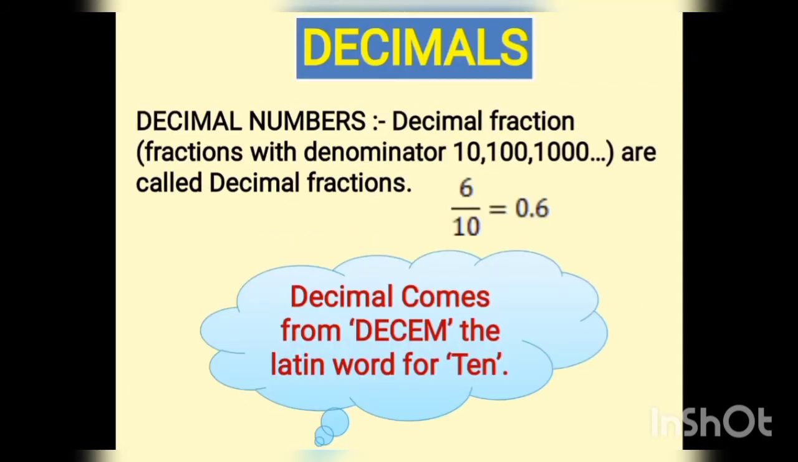Now look at here, decimal numbers. These are fractions with denominator 10, 100, 1000 are known as decimal fractions. Look the example, 6 by 10 is equal to 0.6. Decimal comes from decim, the Latin word for 10.